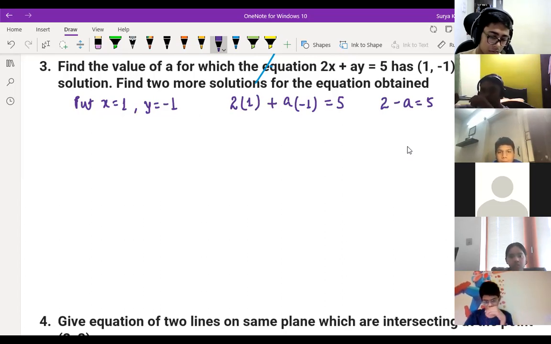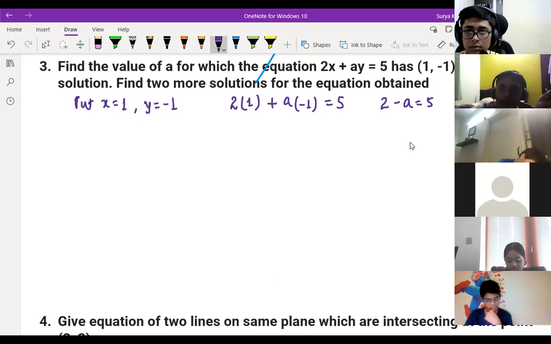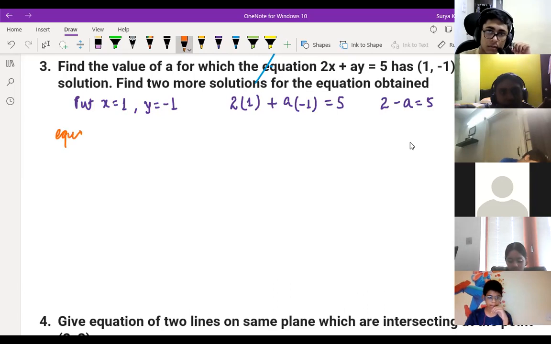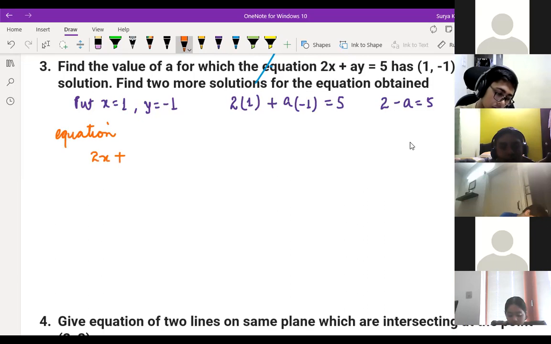Understood, children? So find 2 more solutions. Simply keep on changing the values and you'll get different answers. You can put x is equal to 0 and see what y comes to. A is equal to minus 3 has come, so the equation becomes 2x minus 3y is equal to 5. This is the equation, understood? Now you can find 2 more solutions. You can do it easily. Just draw one x and y value table over here.